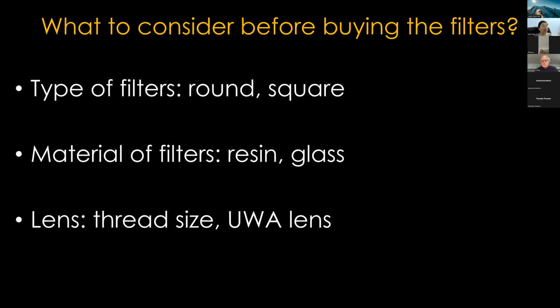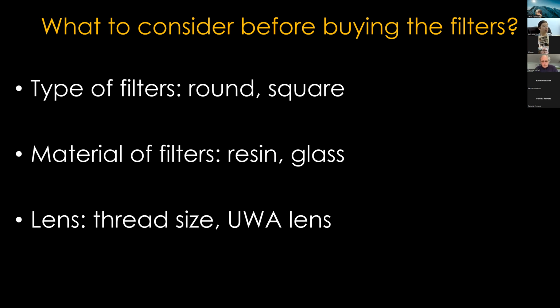And when we think about buying filters, how do we choose filters? There are so many options in the market. So what should we consider before buying filters? The types of filters. There are two types of filters: the round filters and the square filters. And the material of the filters. Some of them are made of resin or plastic. Some of them are made of glass.